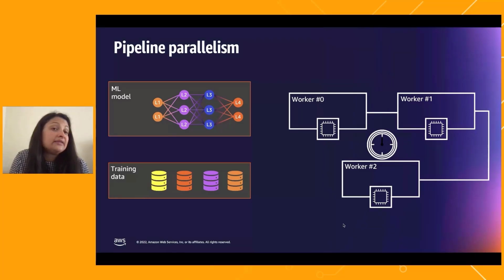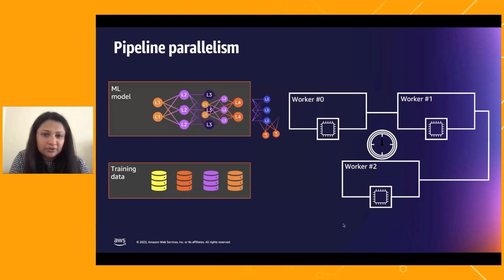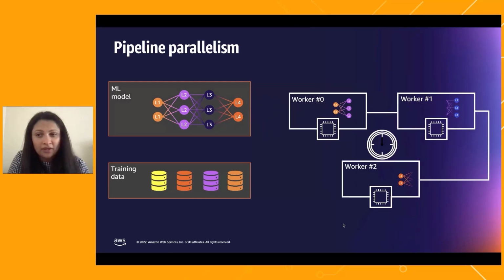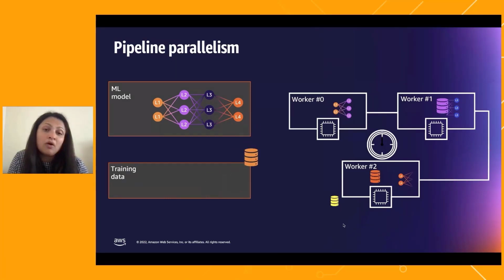For instance, in pipeline parallelism, every layer of your model is assigned to a specific worker. So we form a pipeline of execution. In this particular example, we see that layers 1 and 2 are assigned to worker 0. Layer 3 is assigned to worker 1, and layer 4 is assigned to worker node 2. So that becomes your pipeline of execution. Each worker node will train on the entire training data set.